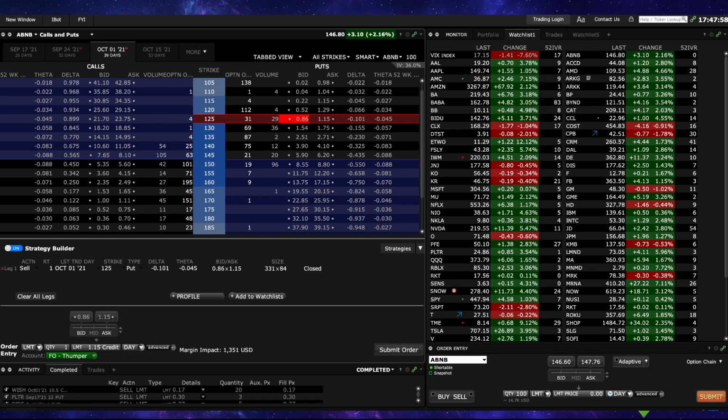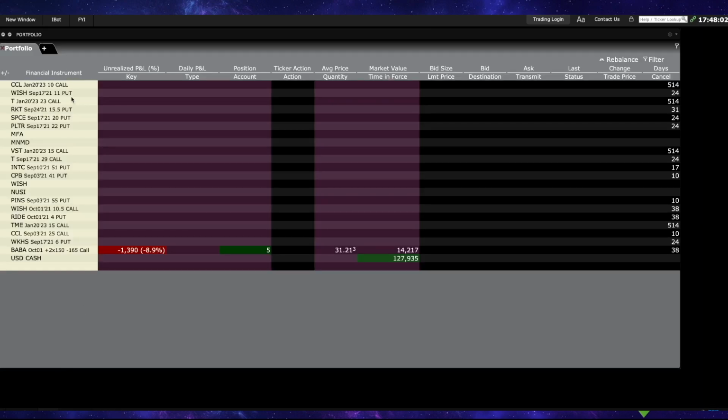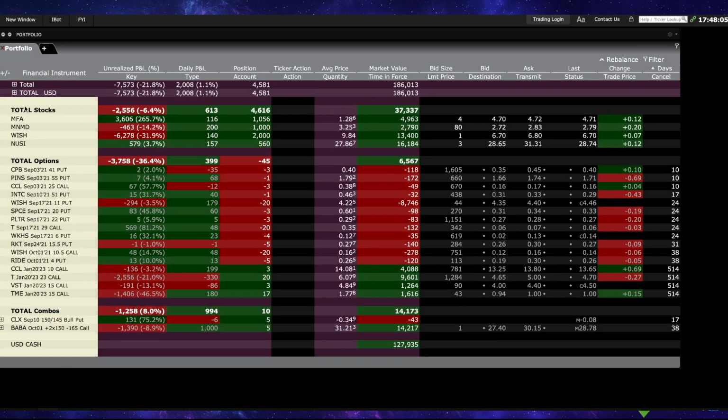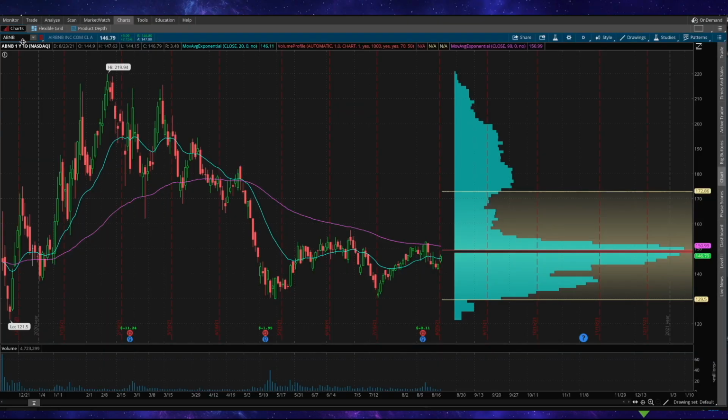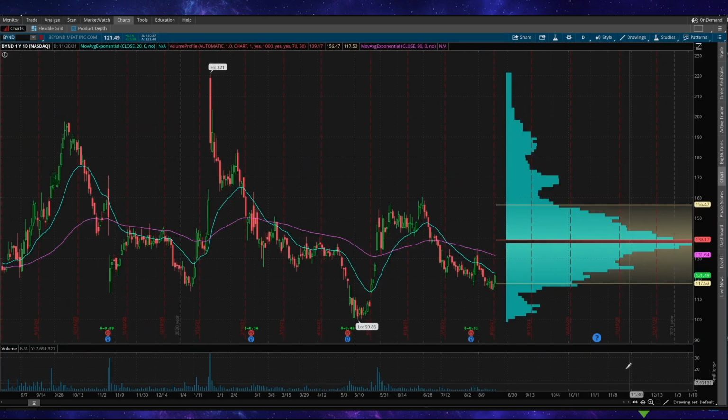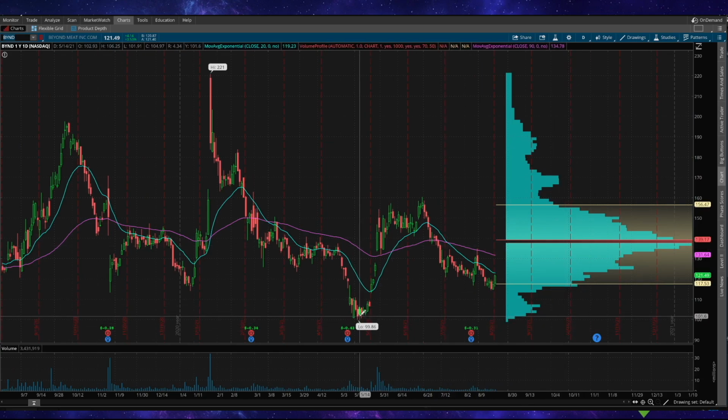Beyond Meat. Beyond Meat's usually a decent one. Do I have something on Beyond Meat? Let me check that real quick. Looking. I actually don't have anything on Beyond Meat. Alright, let's take a look at Beyond Meat real quick. Beyond Meat, earnings, 11.2. We're below a lot of volume here. Dip below 100. I don't remember that happening. It's been a while since I played Beyond Meat.